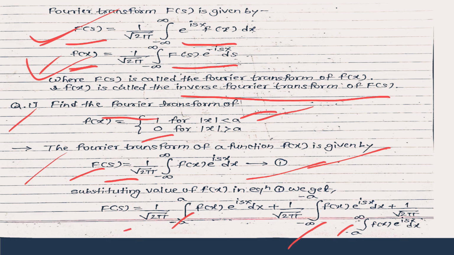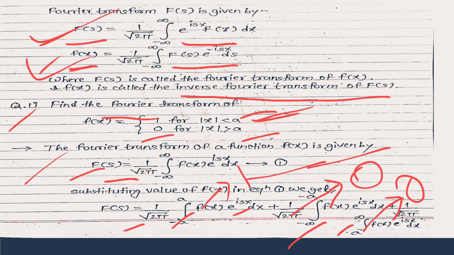In the first, minus a to a will lie in this condition, so the value of f of x is 1. We will put f of x is equals to 1 in the next step, and the remaining will be as it is. Now in the next, minus infinity to minus a will lie in the limit where mod of x is greater than a, so the value of f of x will be 0, so this whole term will become 0. Next, a to infinity, this whole term will also become 0 because it lies in mod of x is greater than a.